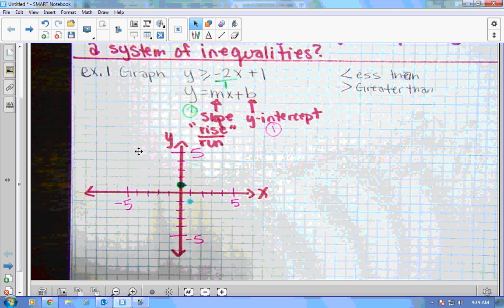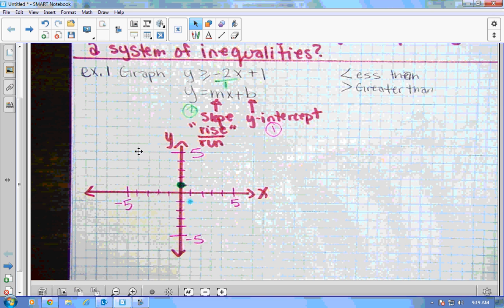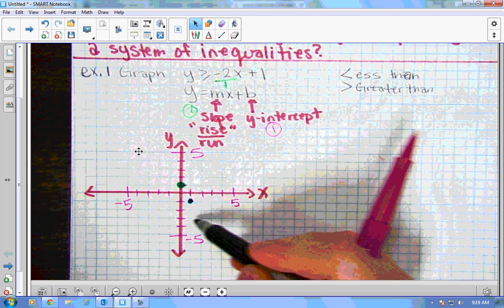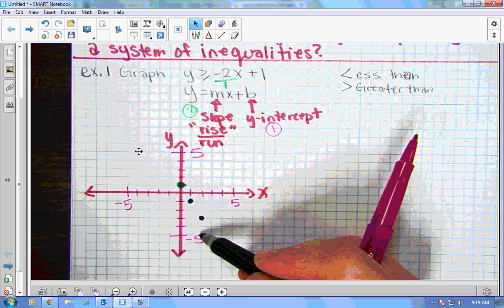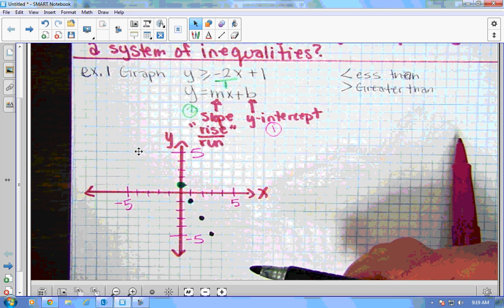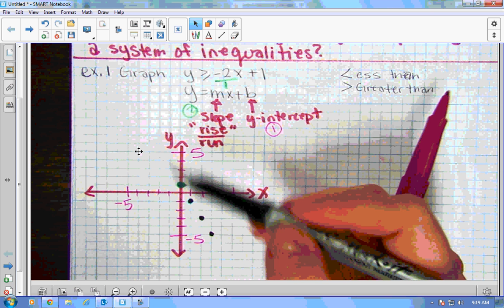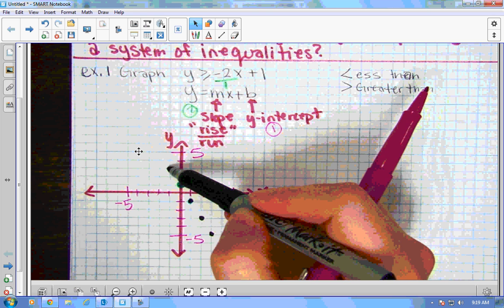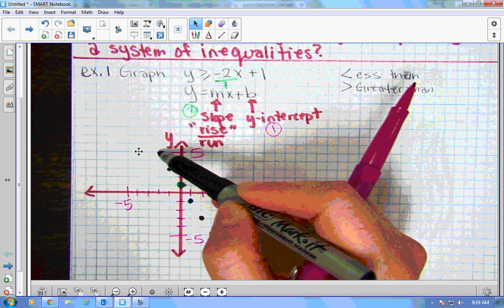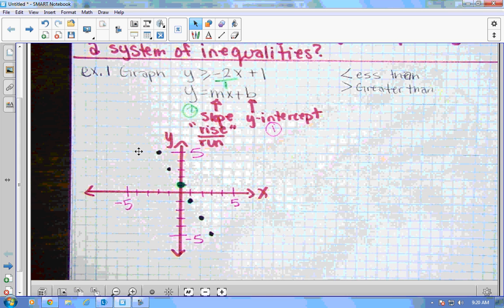Guess you can't see that blue, huh? Let's try a new color. How about that? Down 2, run 1. Down 2, run 1. You keep going until it's off your graph. Now for the points up here, we can see it's linear because it's x to the first power. We can reverse it. We can go up 2, left 1. Up 2, left 1.